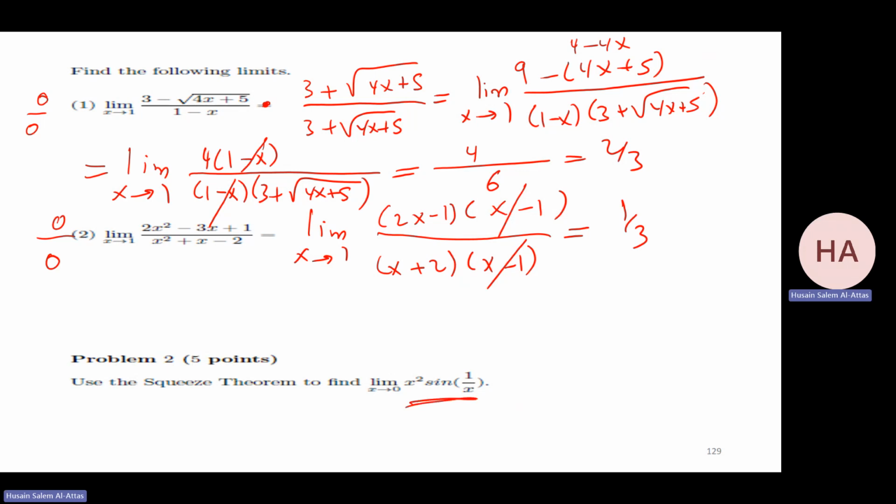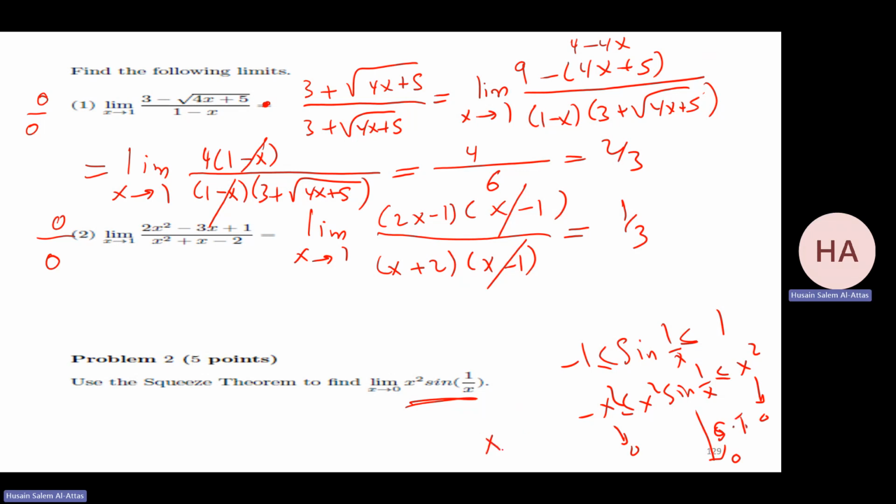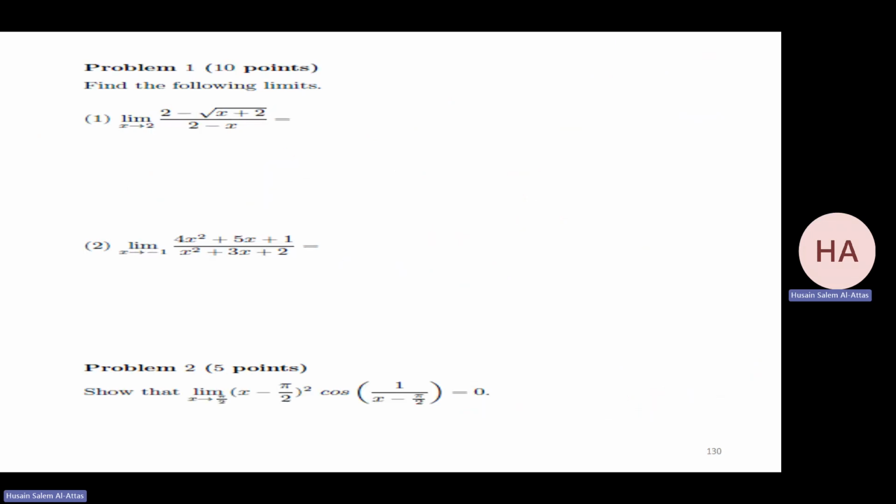This is, I think, the squeeze theorem, a very clear squeeze theorem. Sine over x is between minus 1 and 1, multiply by x squared. This goes to 0, this goes to 0, so this goes to 0 by the sandwich theorem, as x goes to 0. I think this is the same. Oh, it's another one, another group. Yeah, I think I'll do this group, then we'll stop.